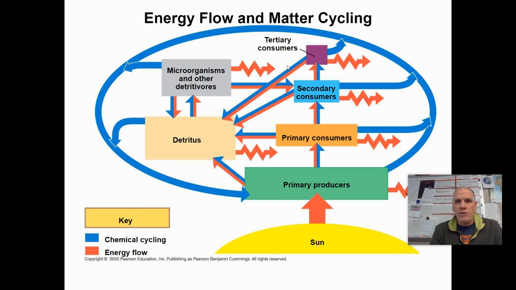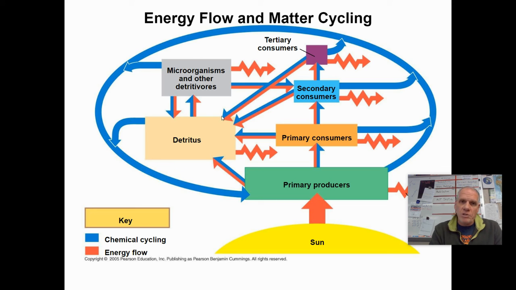And notice that the energy moves from one group to another. These are trophic levels: the primary producer trophic level, primary consumer trophic level. These would be your herbivores. Secondary consumers are going to be your carnivores, omnivores, things of that nature. Tertiary consumers and above are generally going to be your top level or apex predators.